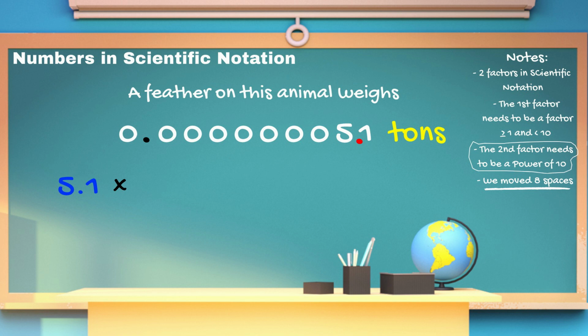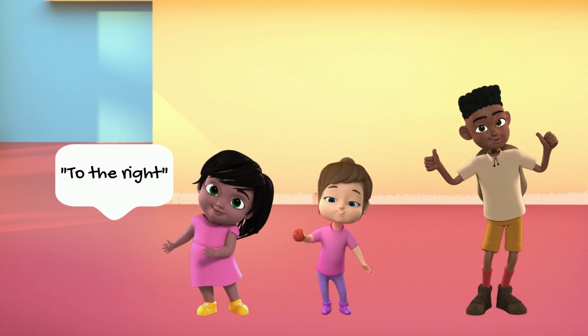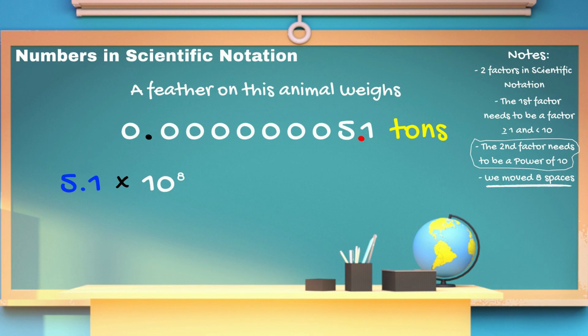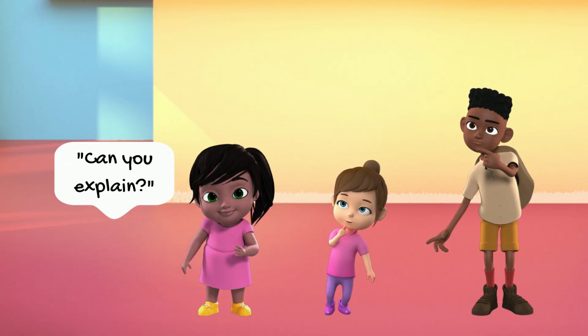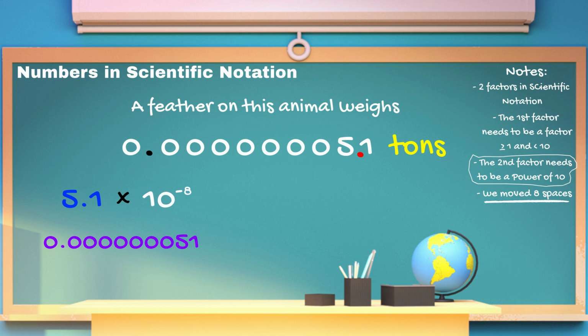8 spaces. Yes, but which direction did we move? To the right. So our exponent is going to be negative. Negative 8. So 5.1 times 10 to the negative 8. Can you explain? Well, let's look at our original number. Is this a very big or a very small number?